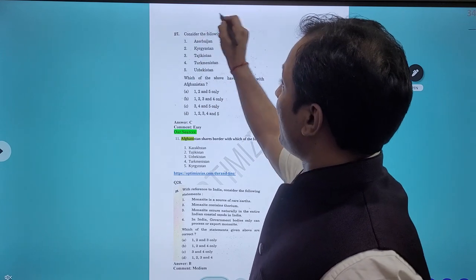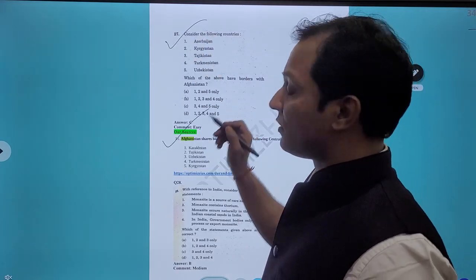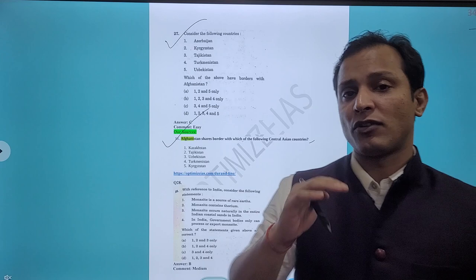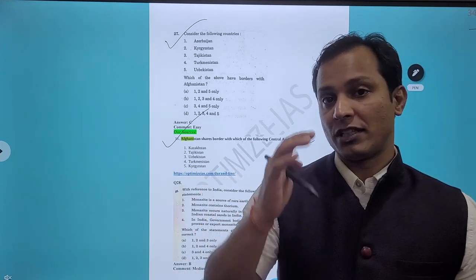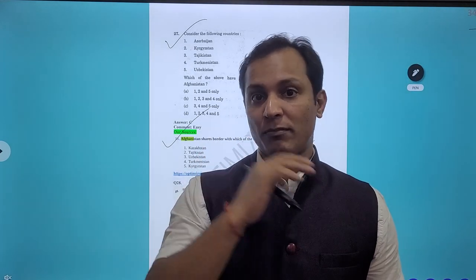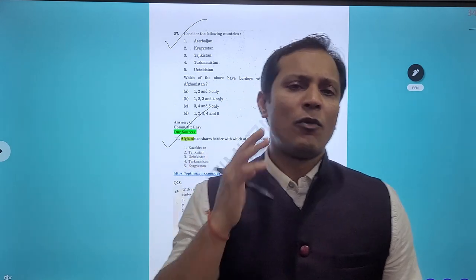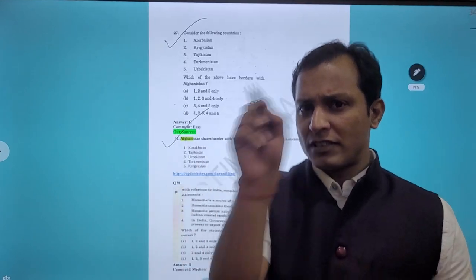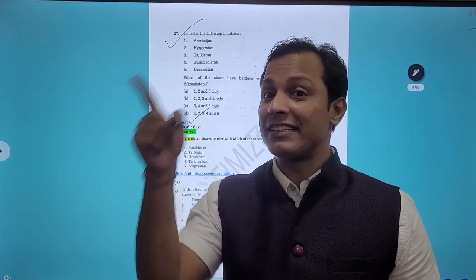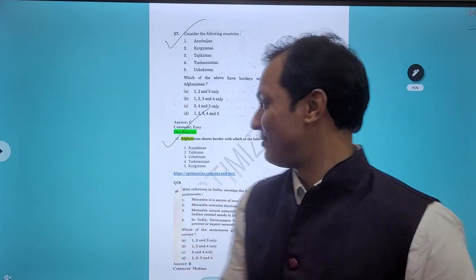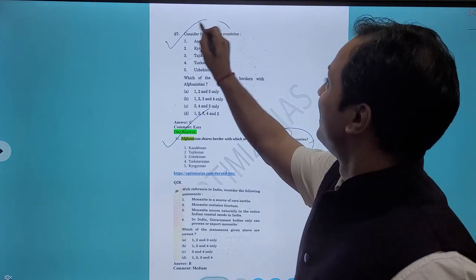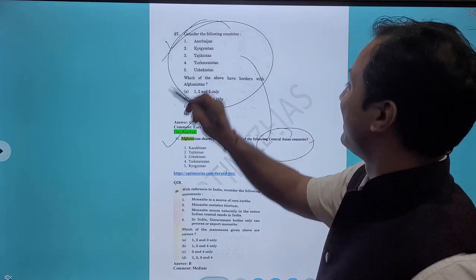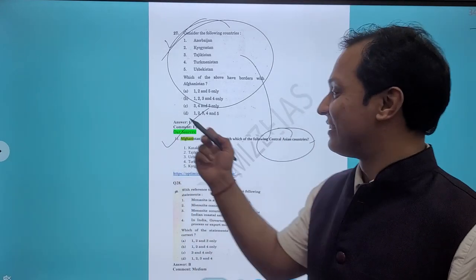And that is why I had asked this question, because generally questions from the IR section involve a map. So I thought, what kind of questions can come from Afghanistan? Then I saw the map of Afghanistan and saw that bordering countries with Central Asian countries can come. You see, exactly this question I had given, and then UPSC has directly taken this question.